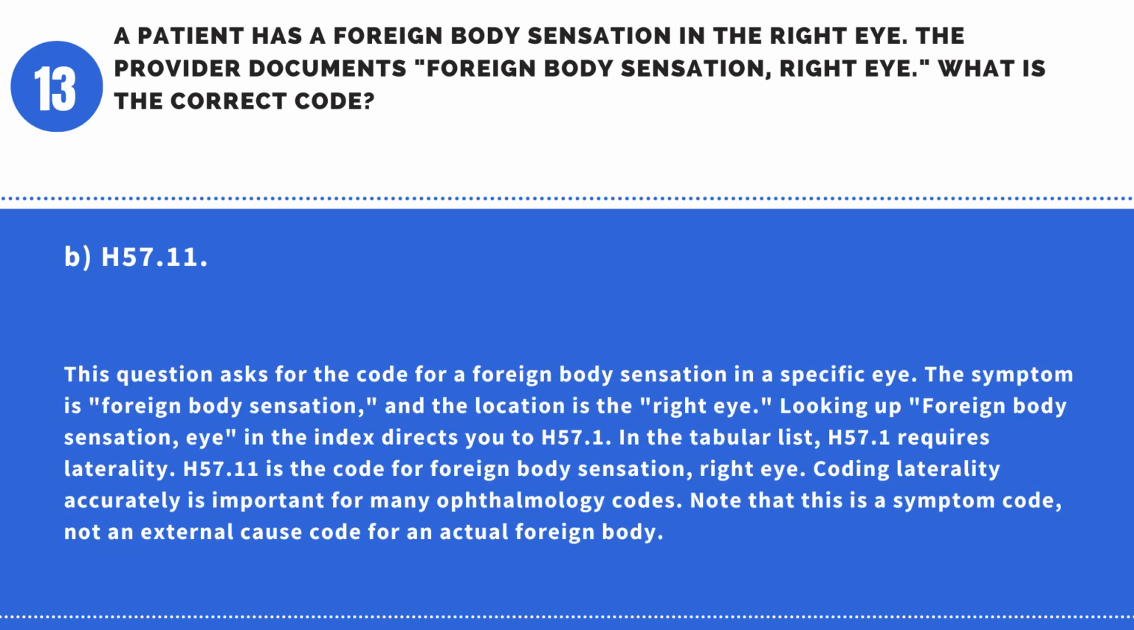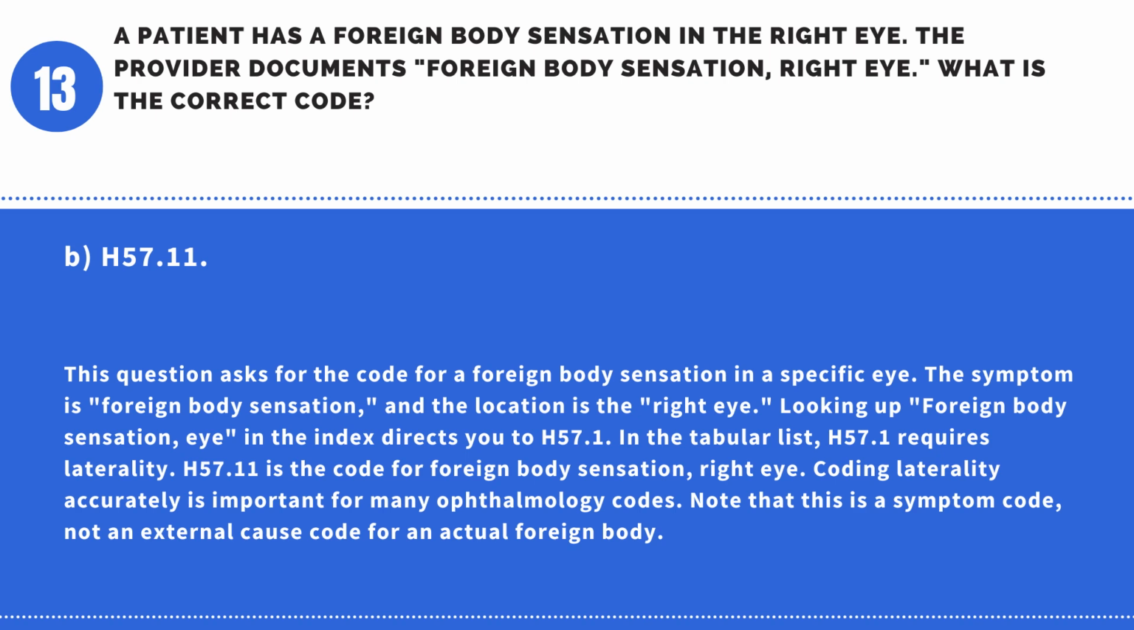Answer, B. H57.11. This question asks for the code for a foreign body sensation in a specific eye. The symptom is foreign body sensation, and the location is the right eye. Looking up foreign body sensation, I in the index directs you to H57.1. In the tabular list, H57.1 requires laterality. H57.11 is the code for foreign body sensation, right eye.